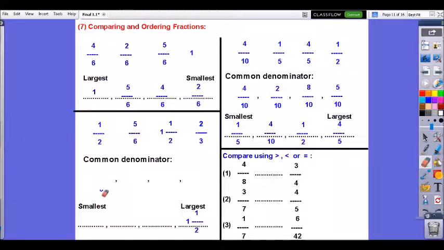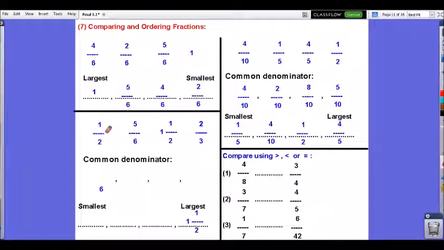Here I'm going to make this denominator 6. This denominator is already a 6. And here the denominator is going to be also a 6. And the last fraction, we're going to change its denominator and make it a 6. Great. But what happened to the 2 to become a 6? Don't forget, whatever happens to the denominator, you must do it to the numerator.